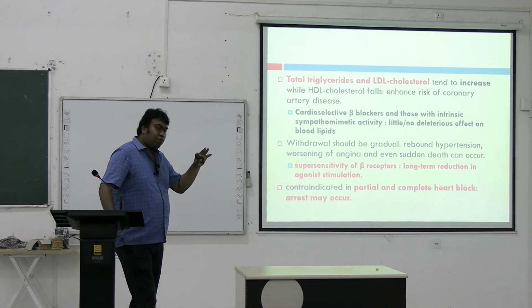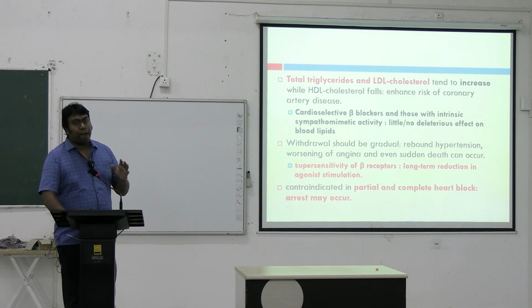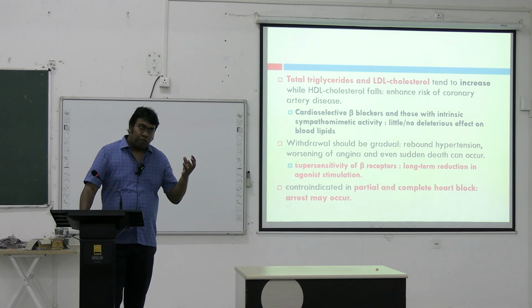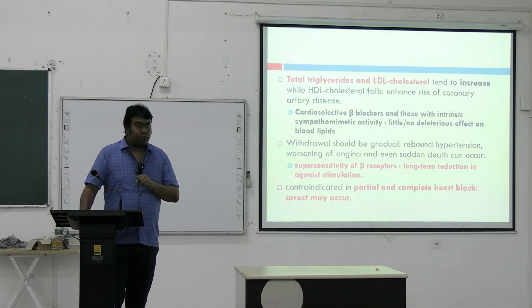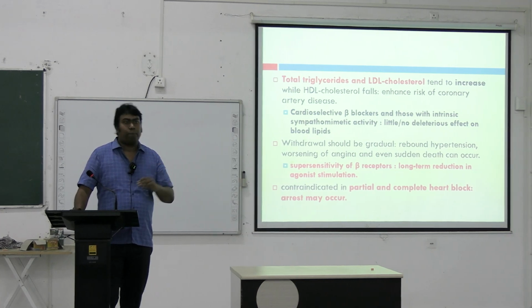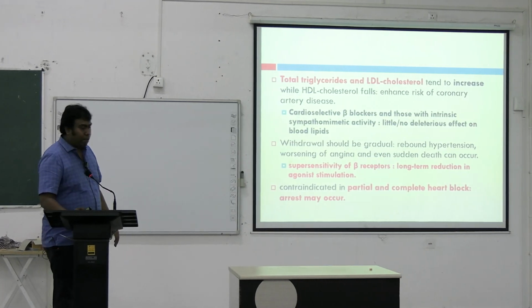What will happen here? If you continue a beta blocker for a long time, you cannot stop it abruptly. Why? Because with the beta blocker, the beta receptors are upregulated. So if you suddenly stop the beta blocker, there is a sudden increase of blood pressure. So the dose of beta blocker must be reduced before stopping. You cannot suddenly stop the beta blocker.